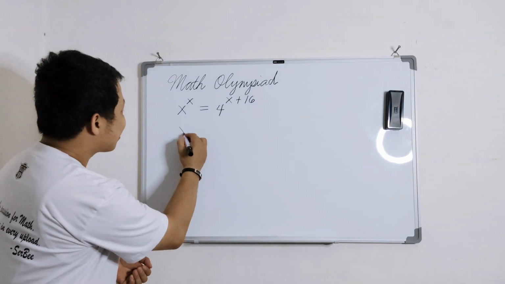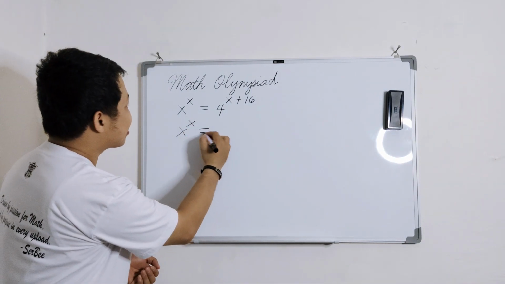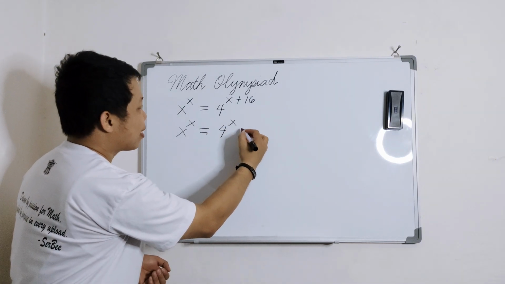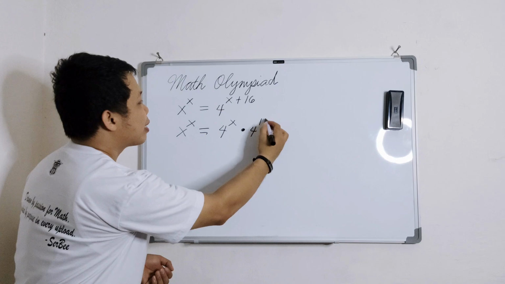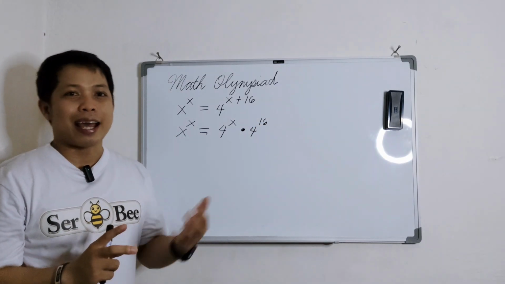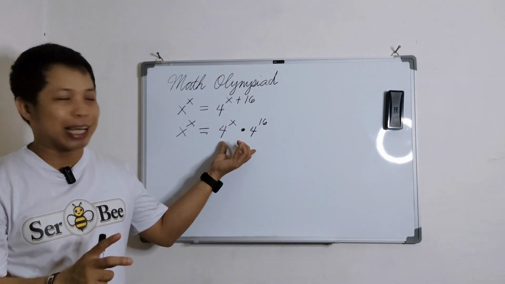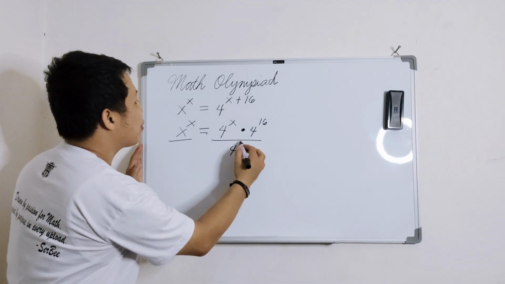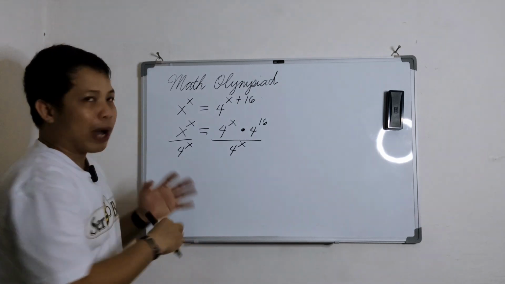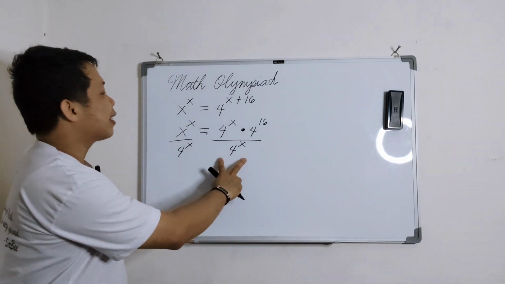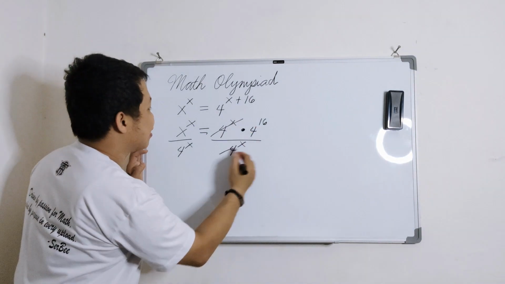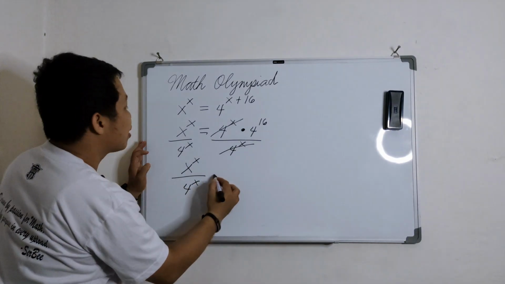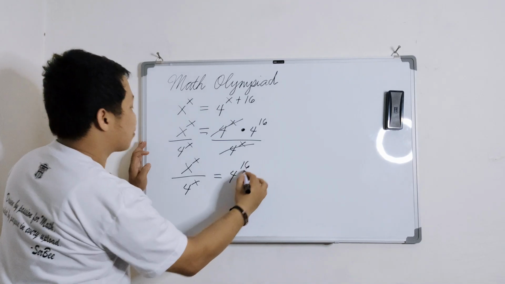So that is x raised to x equals, we can split this as 4 raised to x times 4 raised to 16. Why is that? That is applying the law of exponents. Now, let us divide both sides by 4 raised to x. Why? So that the right side is just a constant. Cancel, cancel. We have x raised to x over 4 raised to x equals 4 raised to 16.